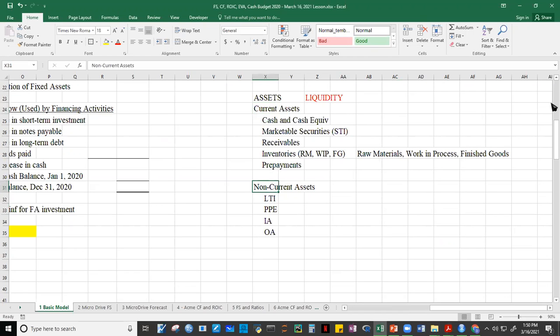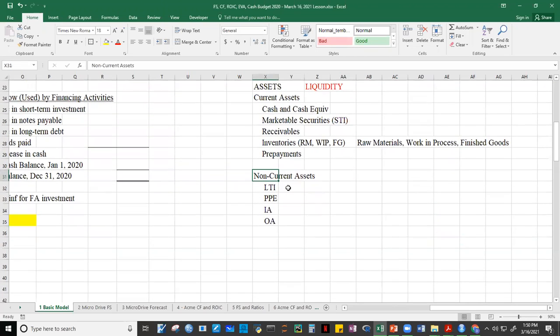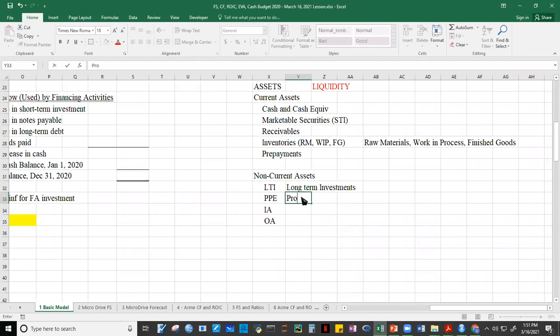How about your non-current assets? Ano tong LTI? Long-term investment, correct. This is your long-term investments. Okay, ano yung PPE? Property, plant, and equipment. IA is, these are your intangible assets. Yung hindi nahahawakan, hindi nakikita.